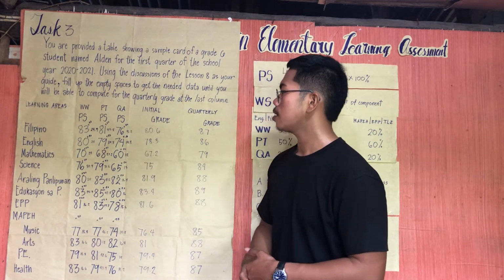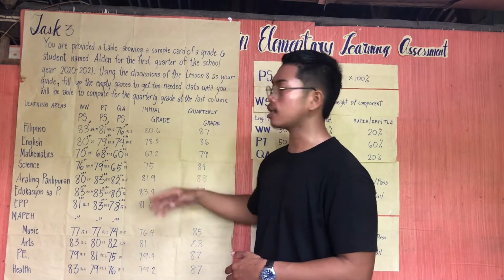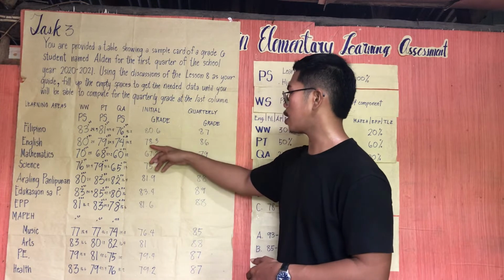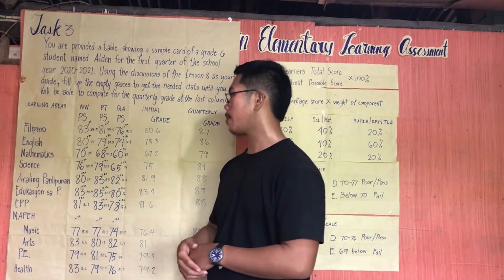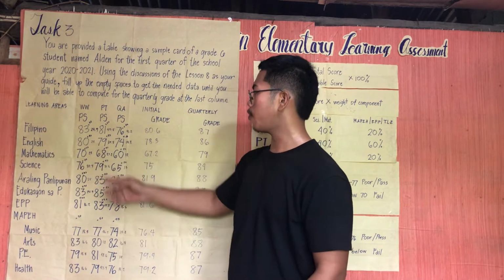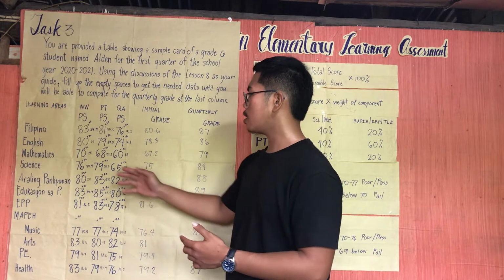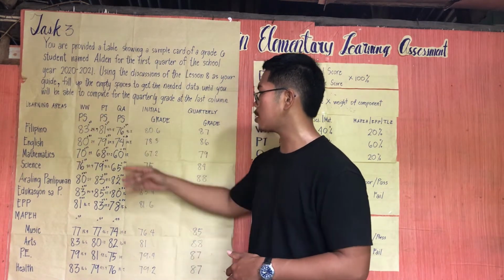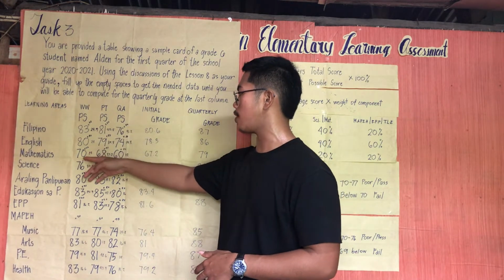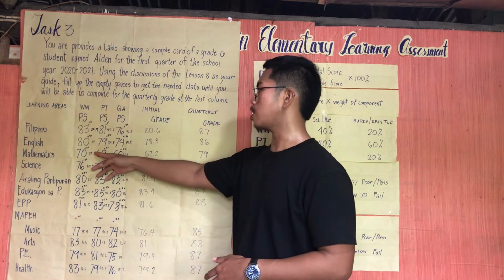His initial grade is 78.3, and the transmutation of grade for this numerical figure is 86. Okay, for the mathematics subject, the given percentage score for the written work is 70, and we will multiply it by 40 because 40 is the weight of component of mathematics for the written works, which equals 28.